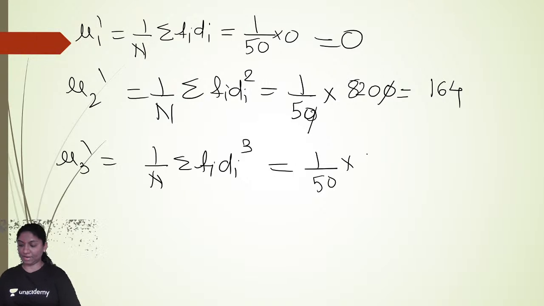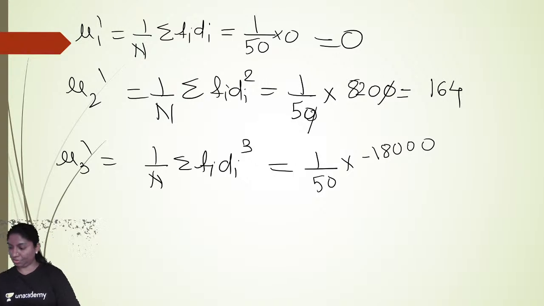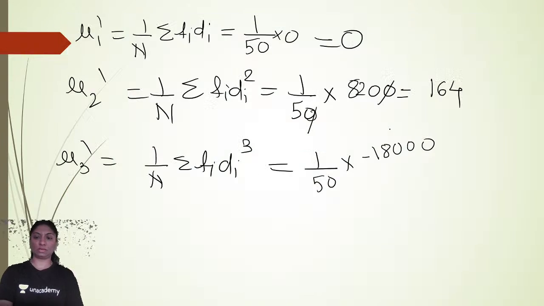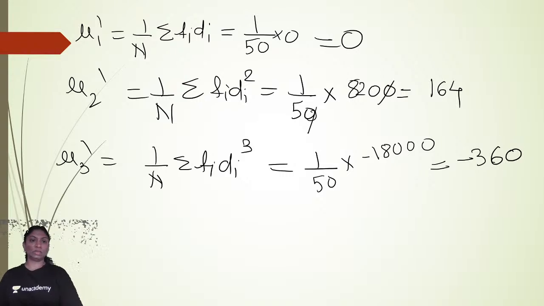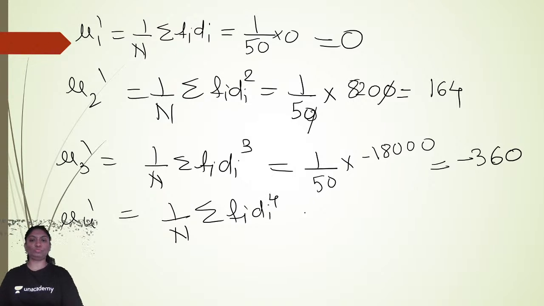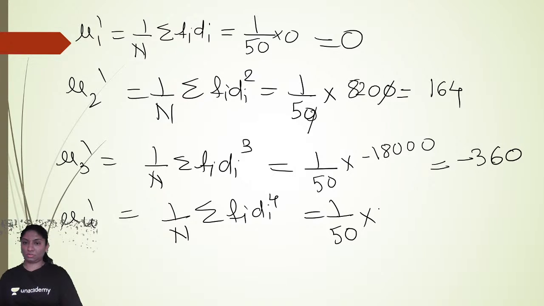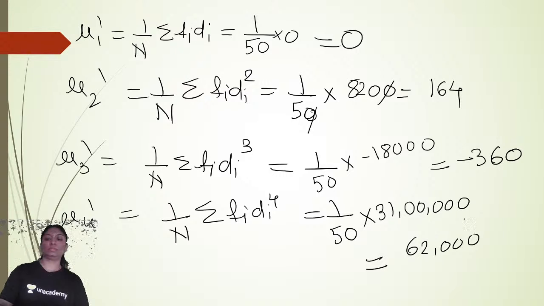mu3 dash is equal to 1 upon n summation of fi di cube, 1 upon 50 into summation of fi di cube, which is equal to minus 360. Now mu4 dash is equal to 1 upon n summation of fi di raised to 4, 1 upon 50 into the summation. Now we got all the values mu1 dash, mu2 dash, mu3 dash, mu4 dash.